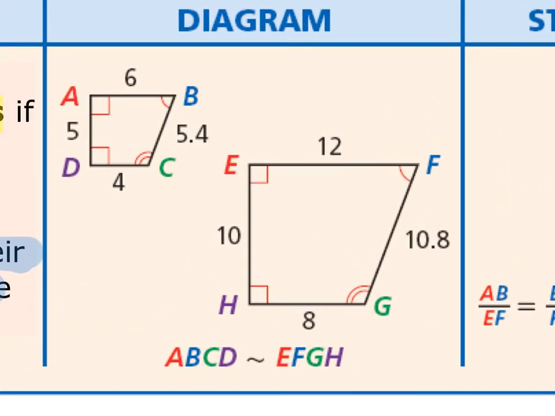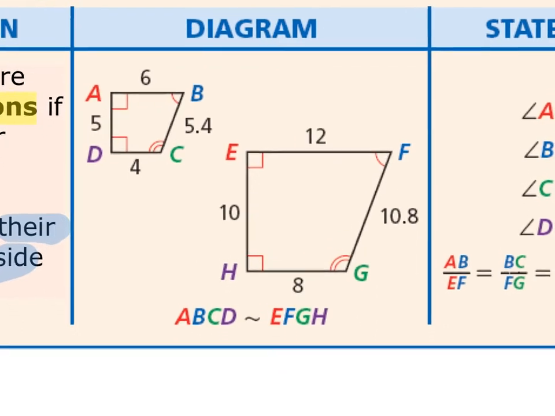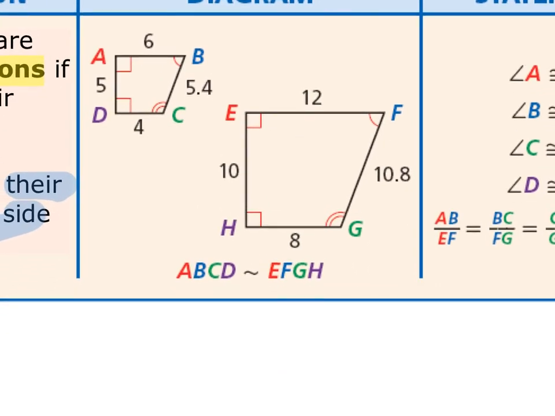Here we have two similar polygons because all their angles are congruent. Angle A corresponds to angle E, angle B corresponds to angle F, angle D corresponds to angle H. And the side lengths are proportional. Proportional meaning, since side AB corresponds to EF, we put the side length of AB, 6, over the side length of EF, which is 12. And we find out what proportion this is.